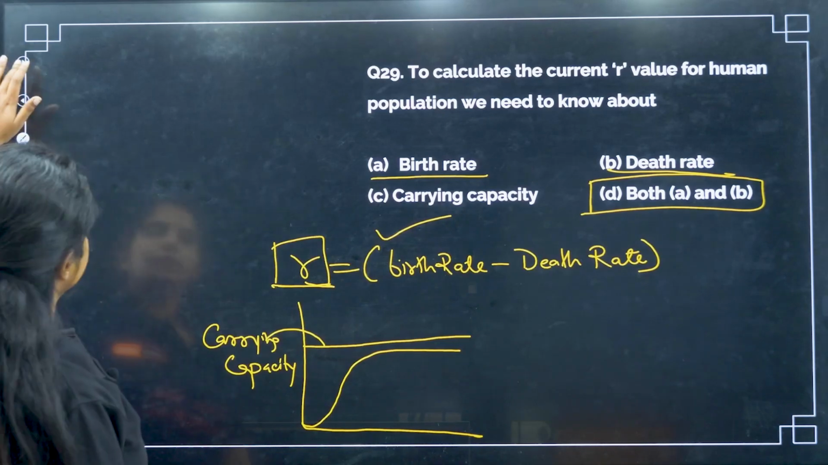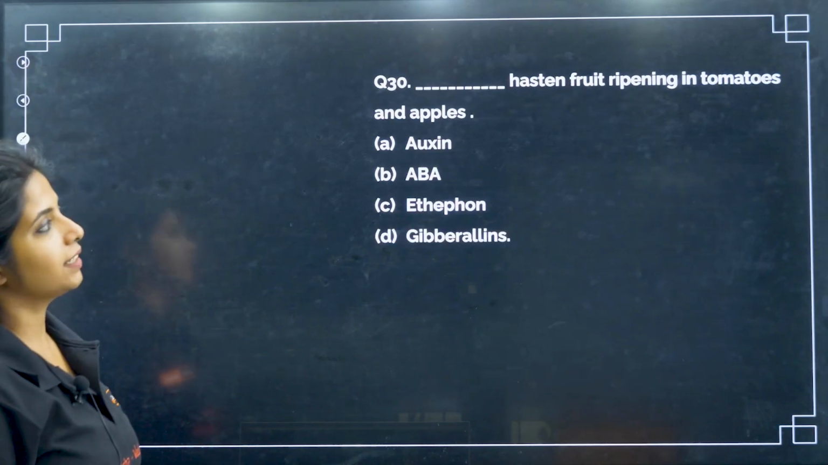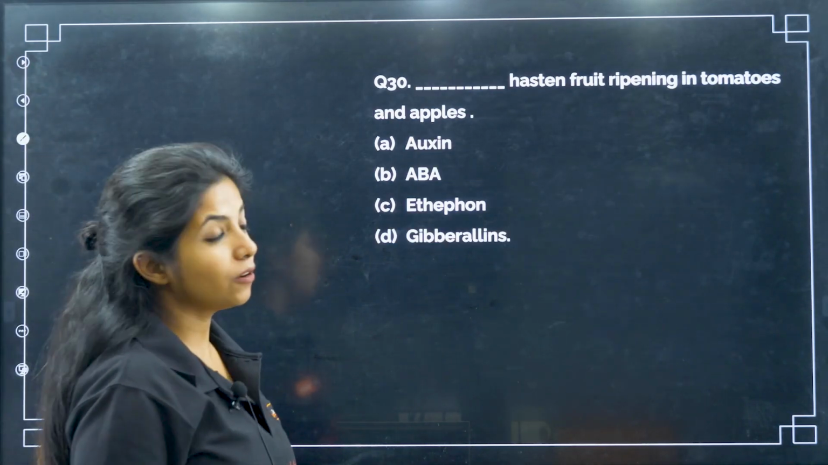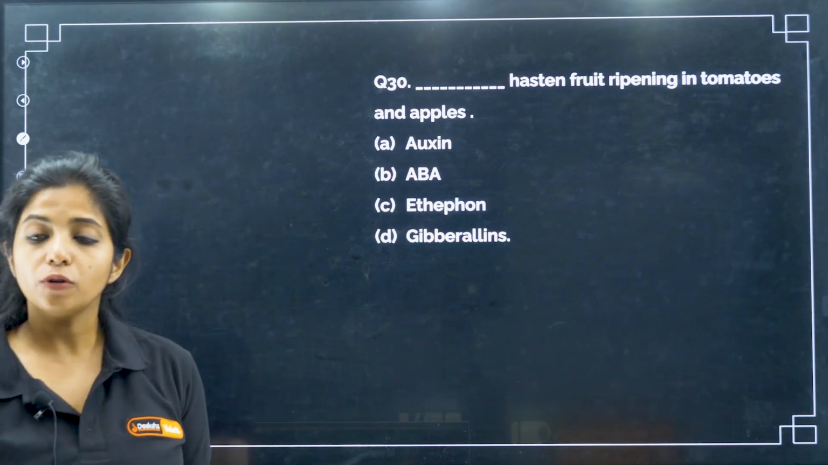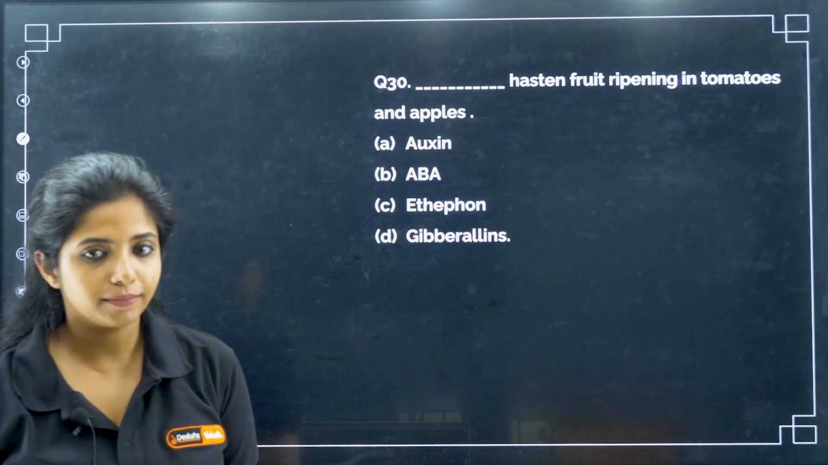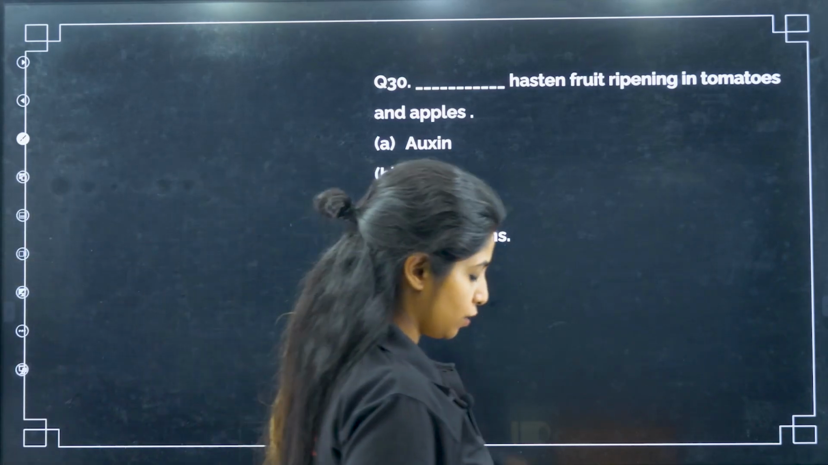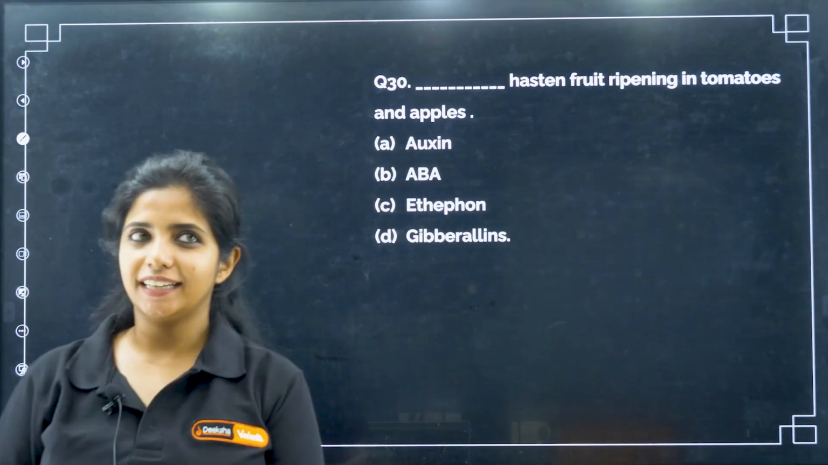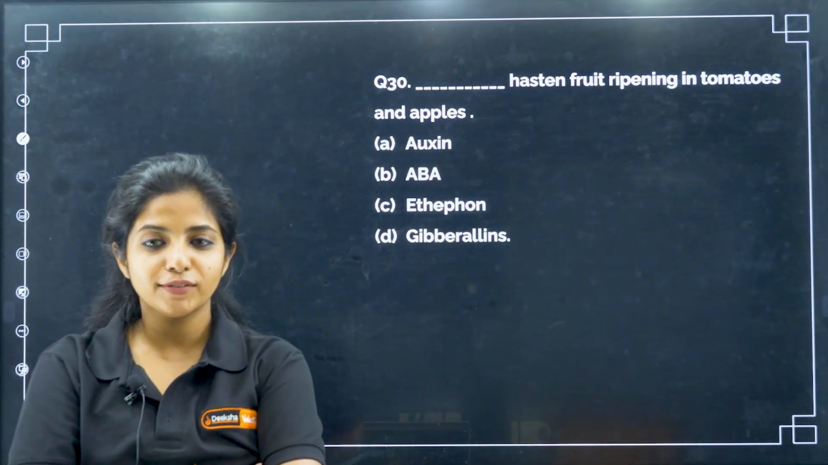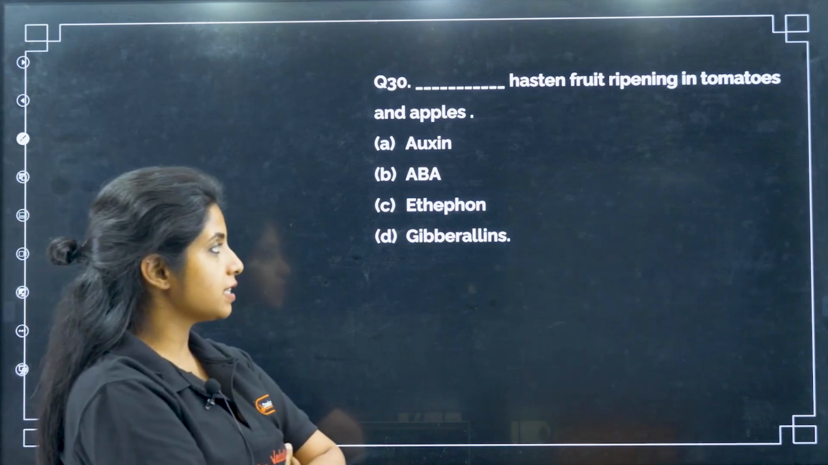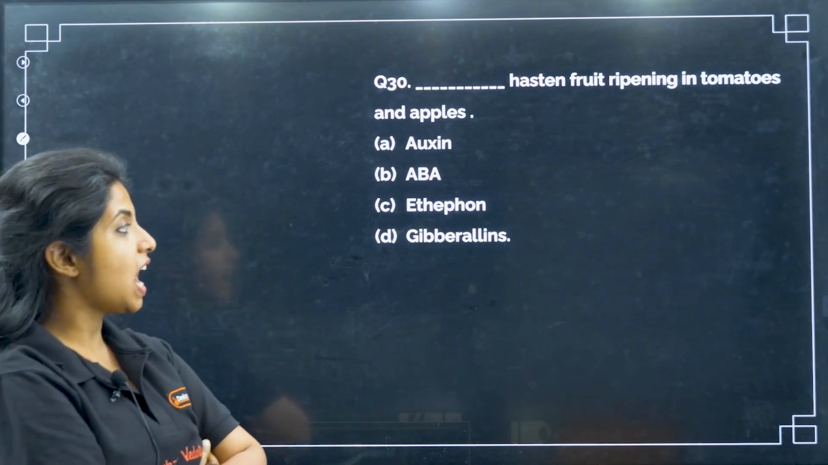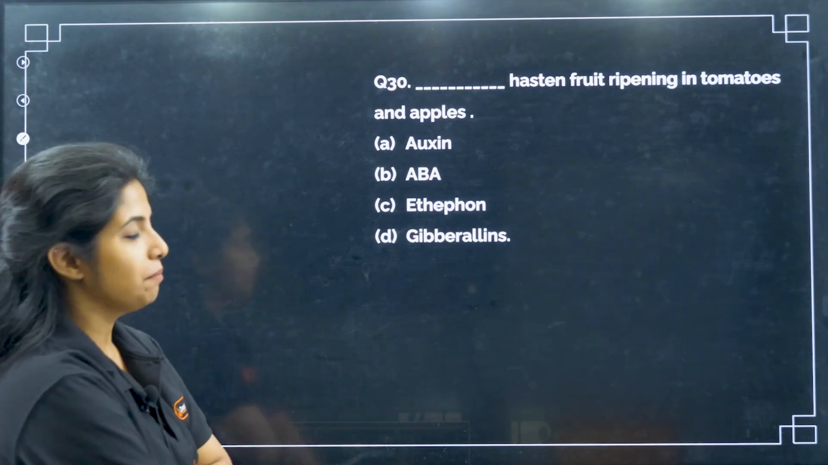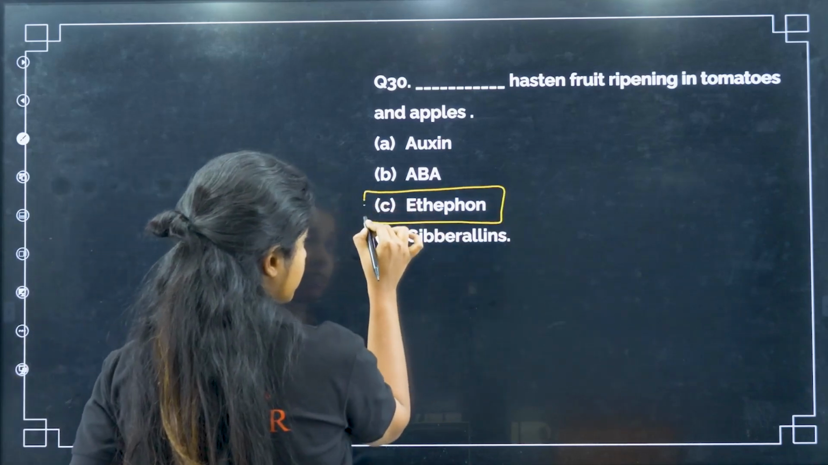Fine. Next question. 30th. Dash hastens or increases or speeds up fruit ripening in tomatoes and apple. I told you there is a fruit ripening hormone that we have. It is known as ethylene. Now over here, what do we have? Auxin, abscisic acid, ethephon and gibberellin. Ma'am, ethylene is not there. But ethephon, which is there, it is actually a synthetic version of it.